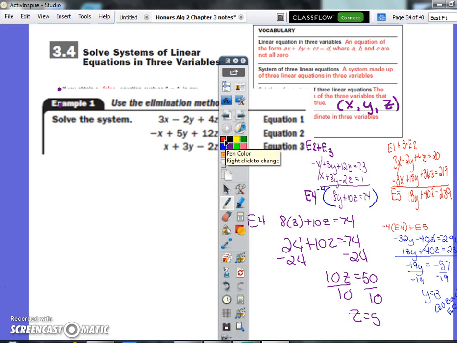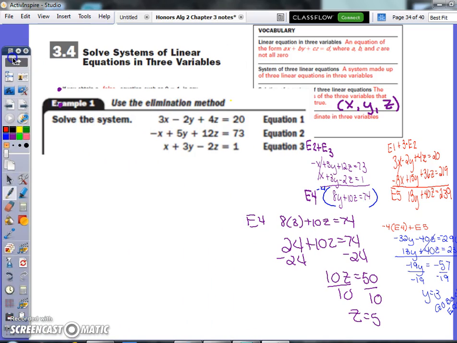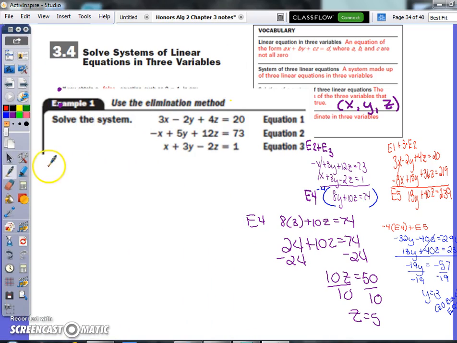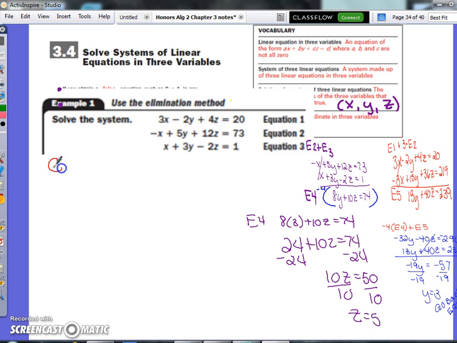Last thing, go back to one of the original equations. I'm just going to pick the first one. We don't have x, so 3x minus 2, what was y? 3. What was z? 5, equals 20. I just did the first one just because it was first. No other reason. You can do the other ones, it wouldn't matter.